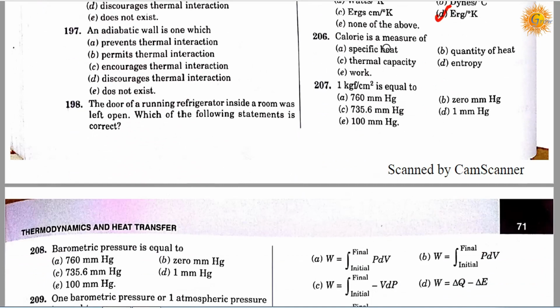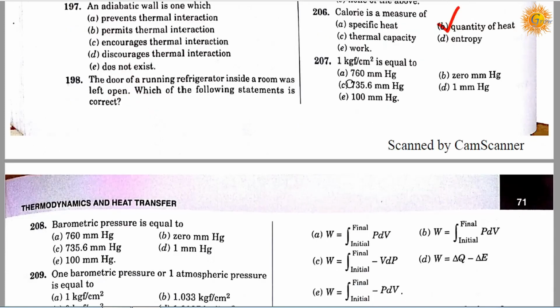Question number 206. Calorie is a measure of option A, specific heat. Option B, quantity of heat. Option C, thermal capacity. Option D, entropy. Option E, work. So the correct answer will be B, it's a quantity of heat.